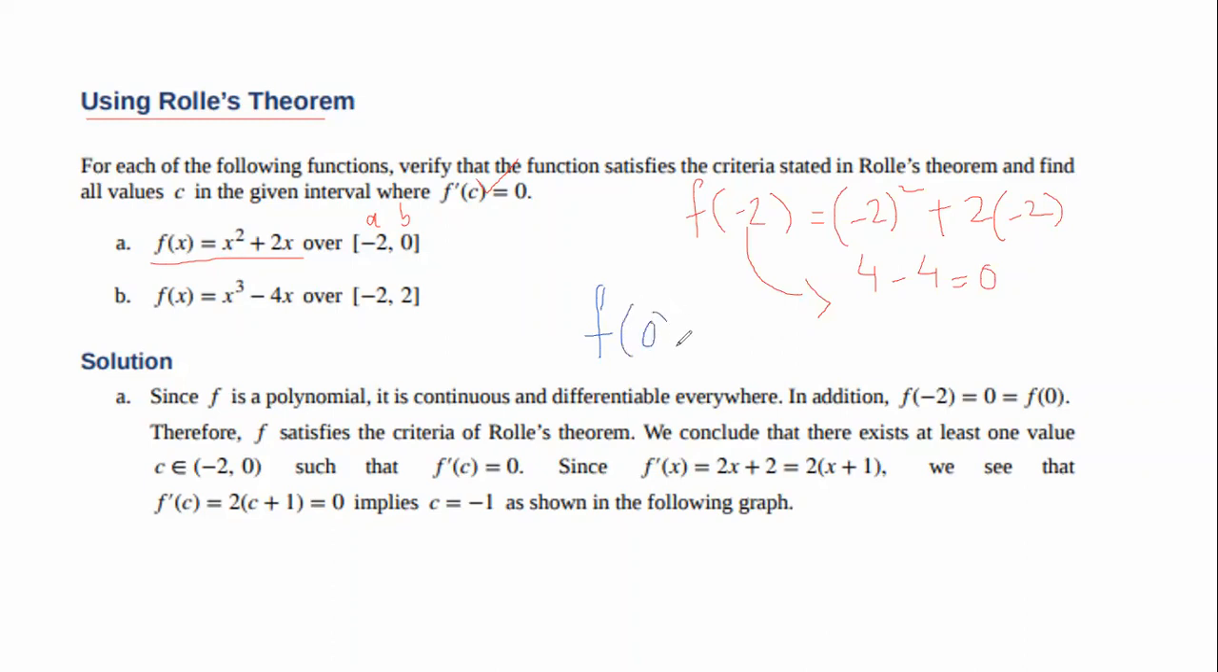Now second, I have to find f at 0. So f of 0 equals 0 squared plus 2 times 0, which will be equal to 0. So at both points my value equals 0. Therefore, f satisfies the criteria of Rolle's theorem. We conclude that at least one value within this interval must have a derivative equal to 0.